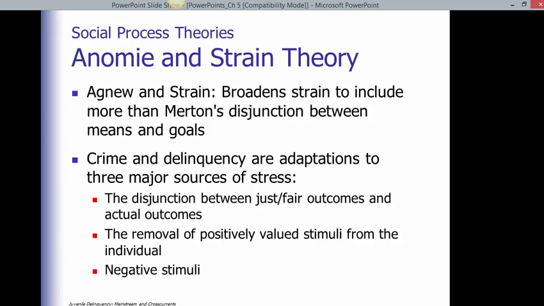Broaden strain to include more than Merton's disjunction between means and goal. Crime and delinquency are adaptations to three major sources of stress. 1. The disjunction between just fair outcomes and actual outcomes. 2. The removal of positively valued stimuli from the individual.